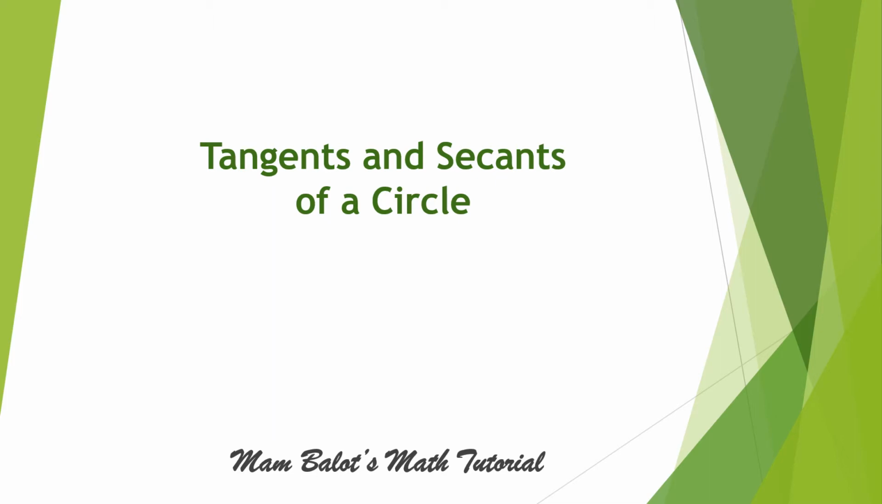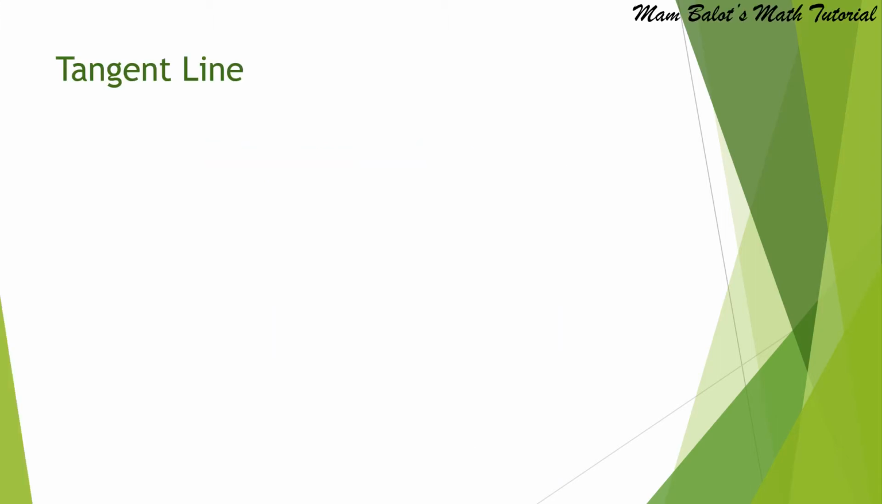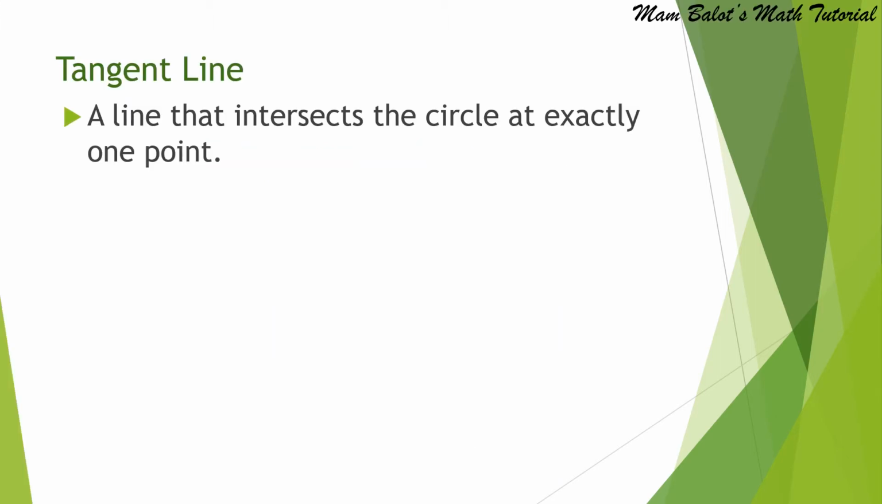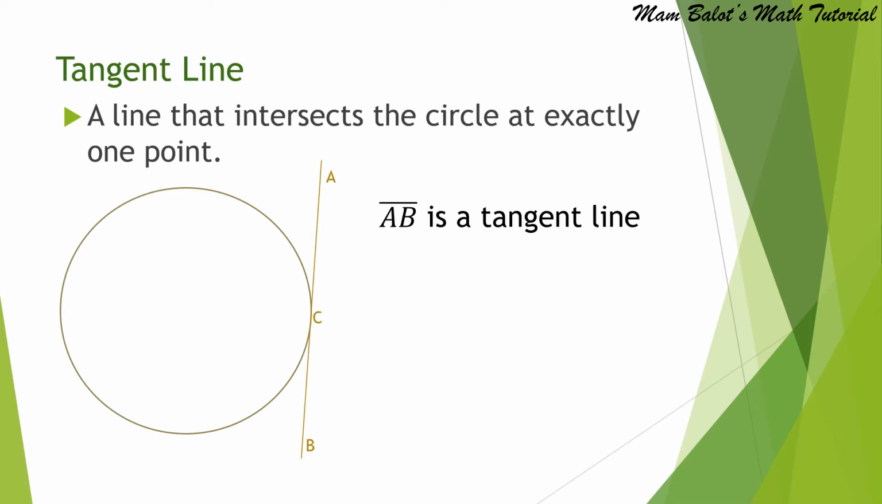Today we will be discussing the tangents and secants of a circle. Let us recall first what is a tangent line. It is a line that intersects the circle at exactly one point. So if this is a circle and line AB intersects the circle at point C, then line AB is a tangent line. And point C there is what we call the point of tangency.